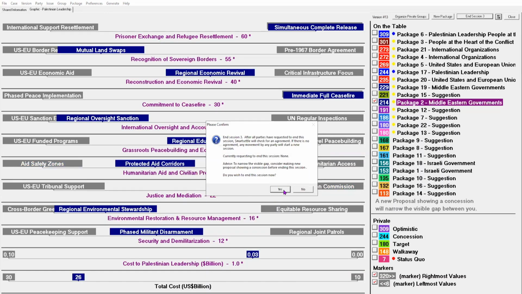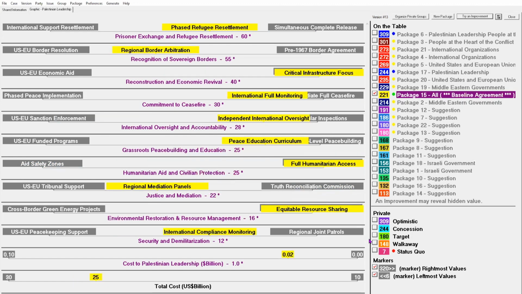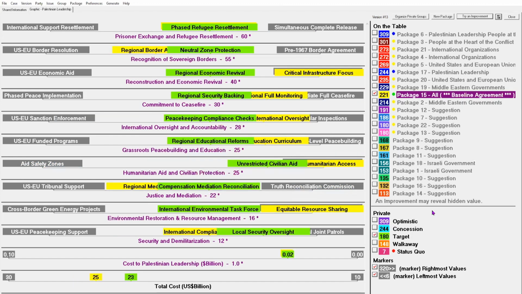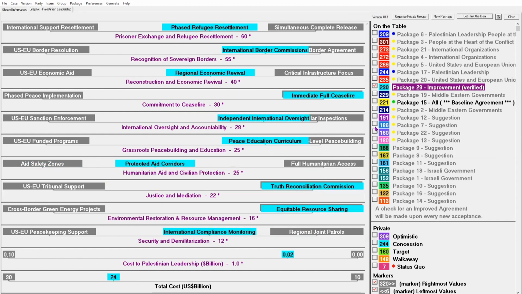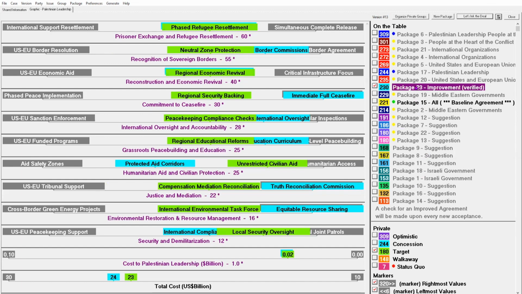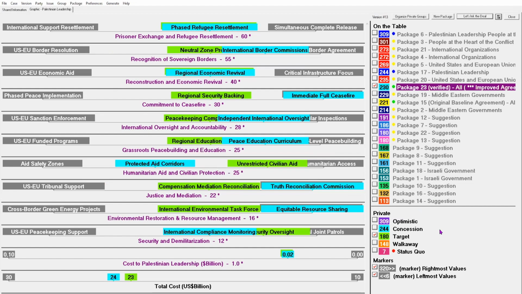At the close of Session 3, the Palestinians are thrilled when Package 15 is declared the baseline agreement, surpassing their target expectations. The excitement is palpable, but with their training on Infinity's ability to uncover hidden value, an improvement is requested. Smartsettle generates Package 23, which becomes the final agreement after all parties confirm that it is even better than the baseline. This moment highlights the transformative power of the Smartsettle Infinity process, uniting parties and achieving surprising outcomes beyond their expectations. The improvement is worth 9 points more to the Palestinians than the baseline agreement.